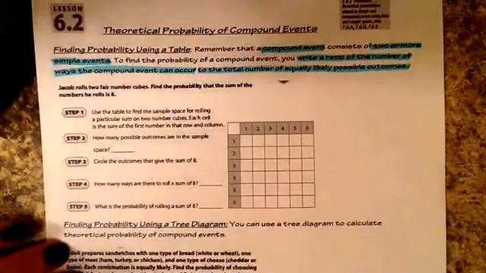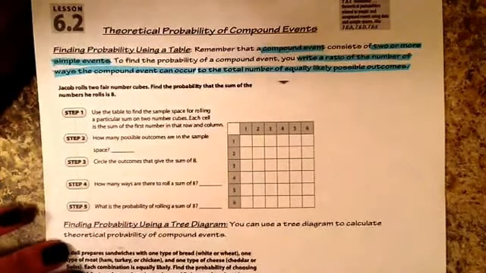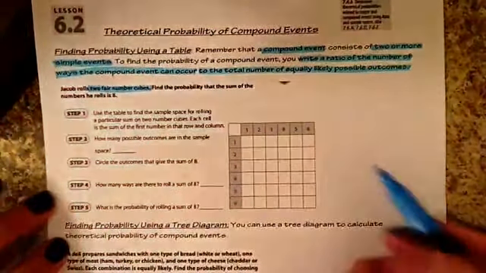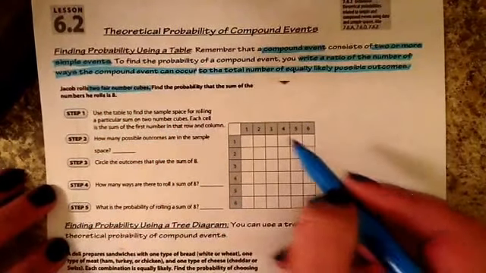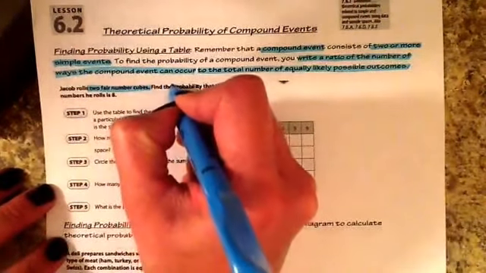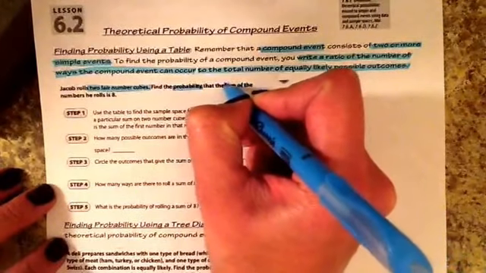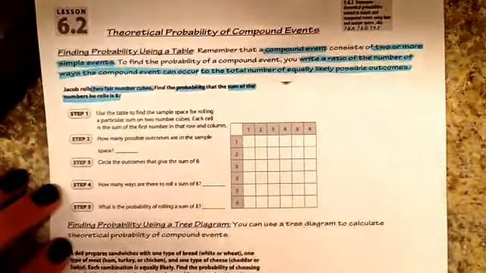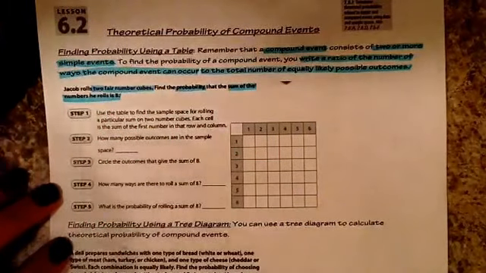So in this example, it says that Jacob rolls 2 fair number cubes. Okay, so we have 2 fair number cubes, and they want us to find the probability that the sum of the numbers he rolls is 8. So the probability that the sum is going to be 8. Well, remember the sum means we're adding.